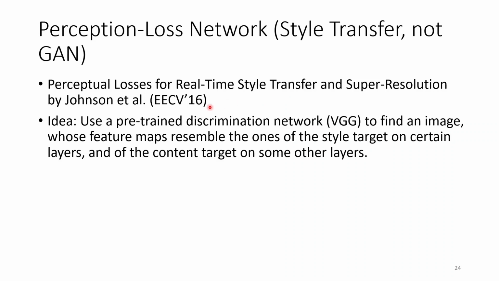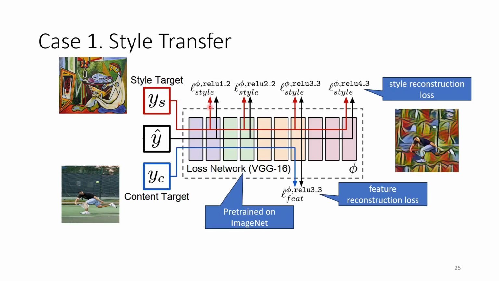Let's go to 2016. At that time, the state-of-the-art classification method is GoogleNet or VGG. Okay, and so he got the idea: since we have very good classification CNN networks, can we use the features there to do image style transfer? Okay. So he developed a method like this.